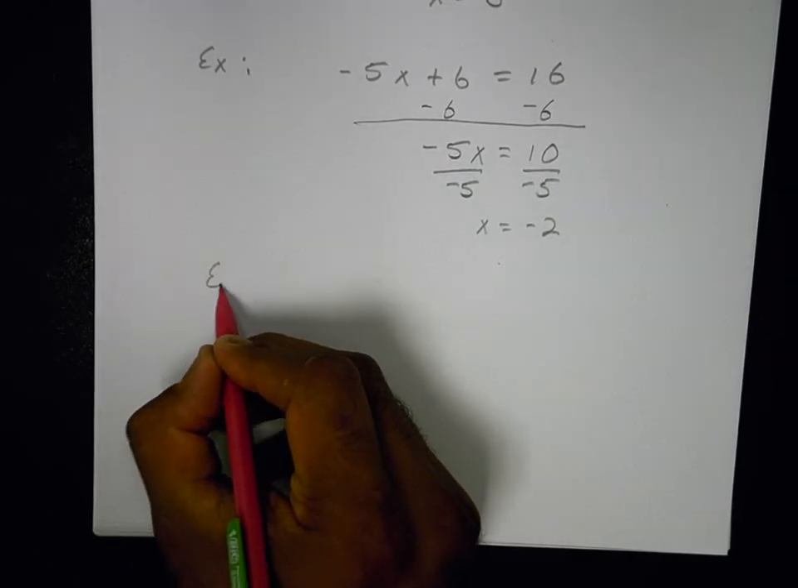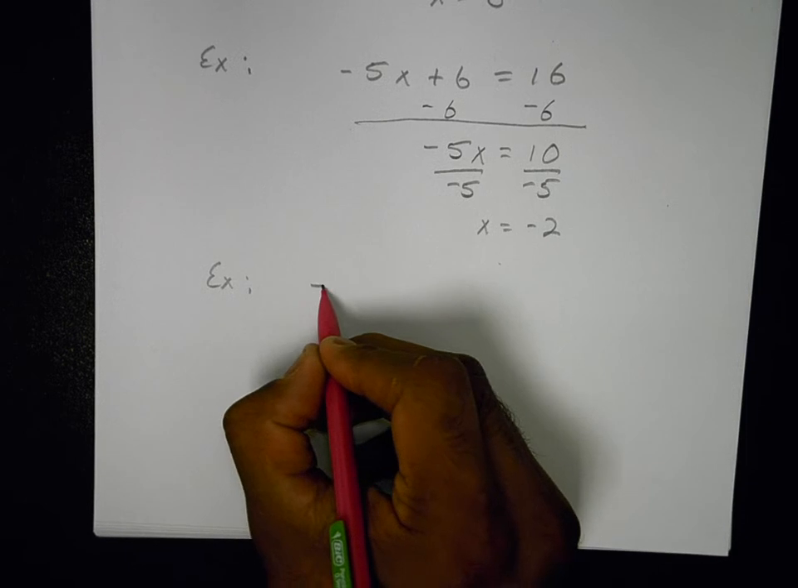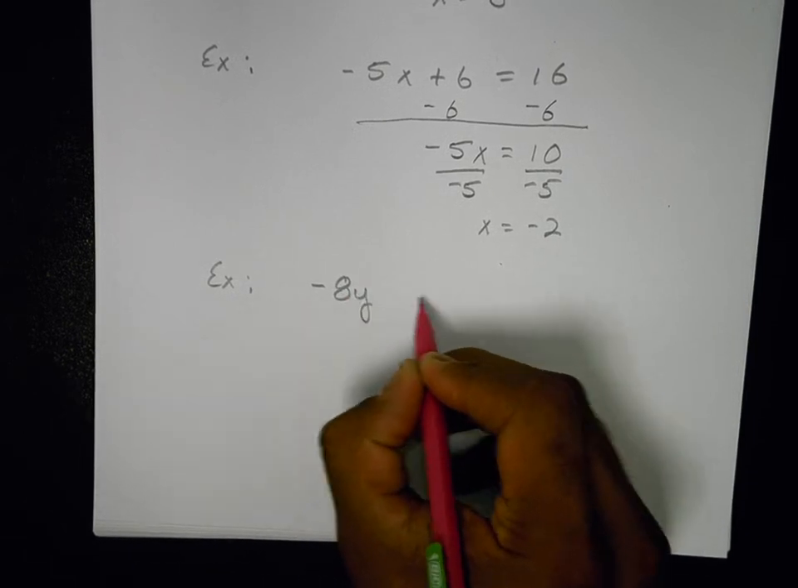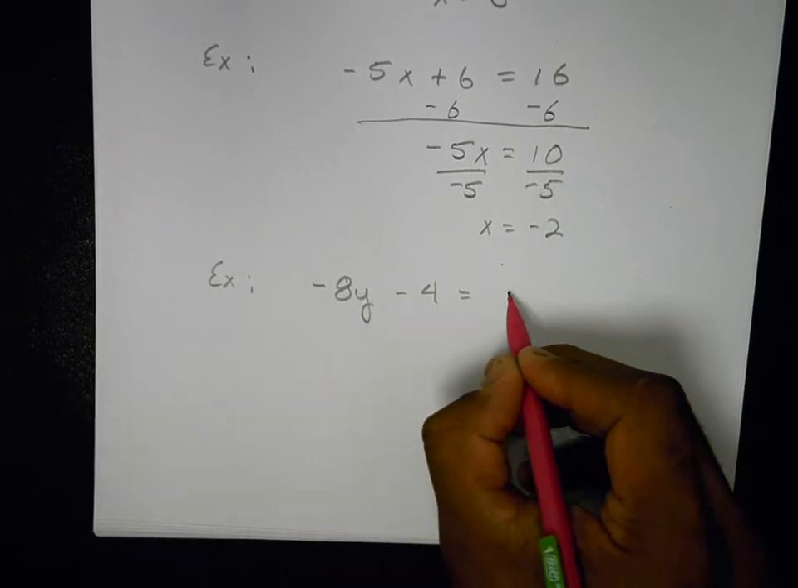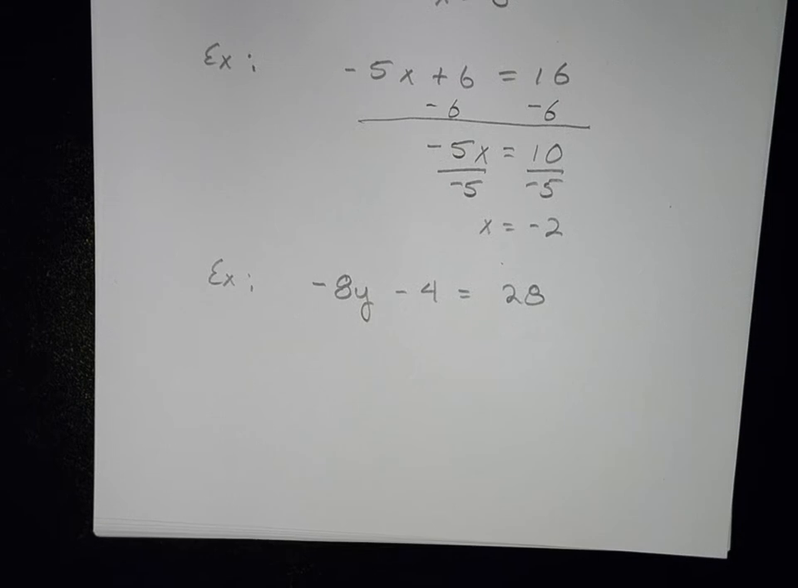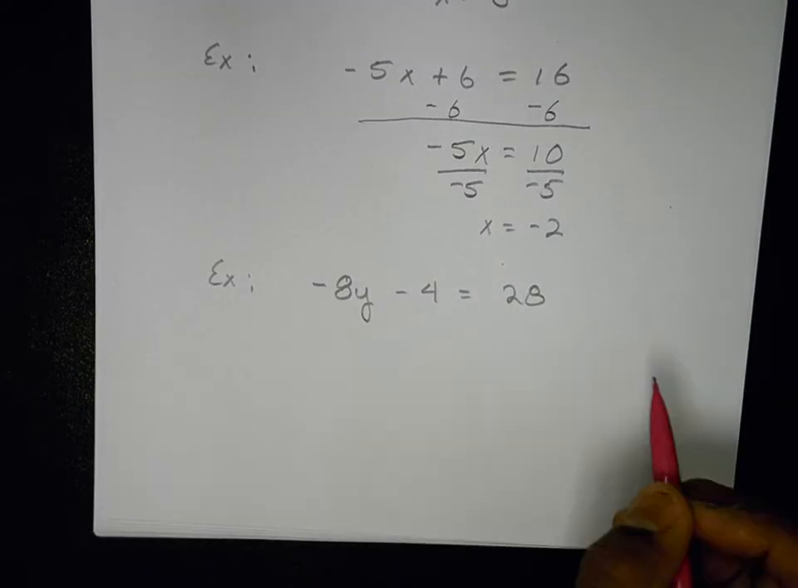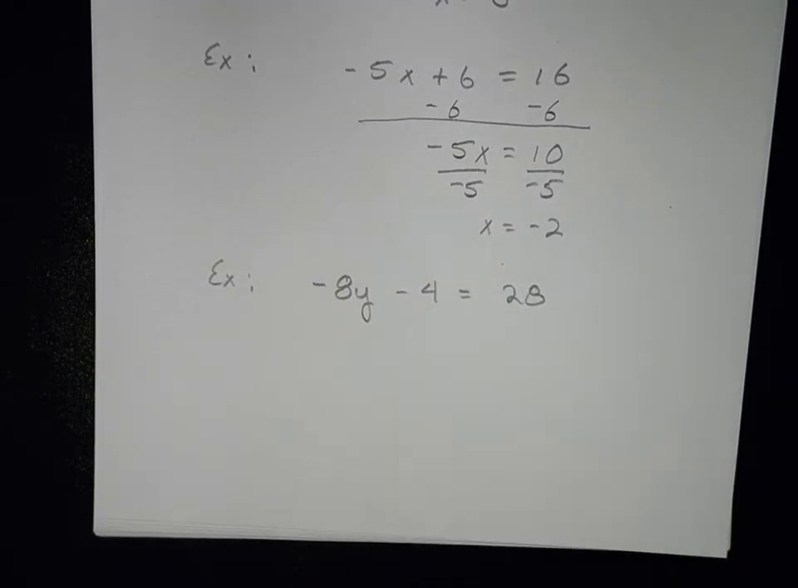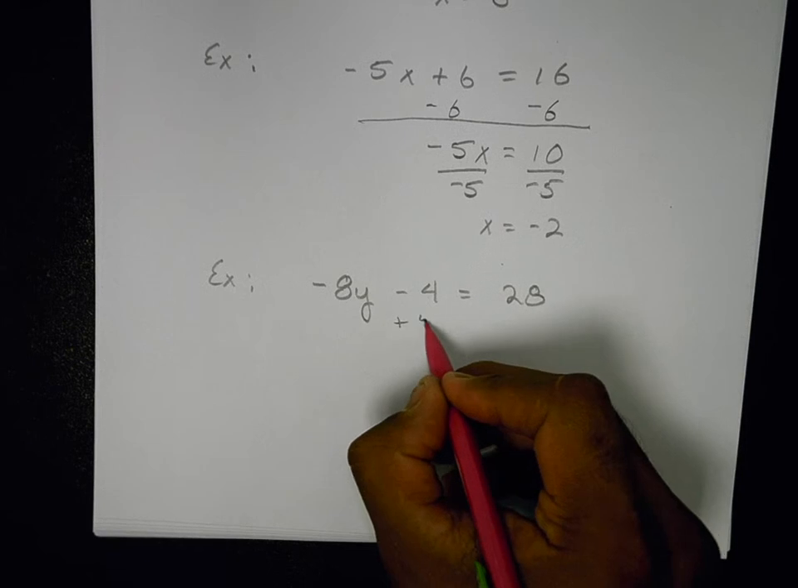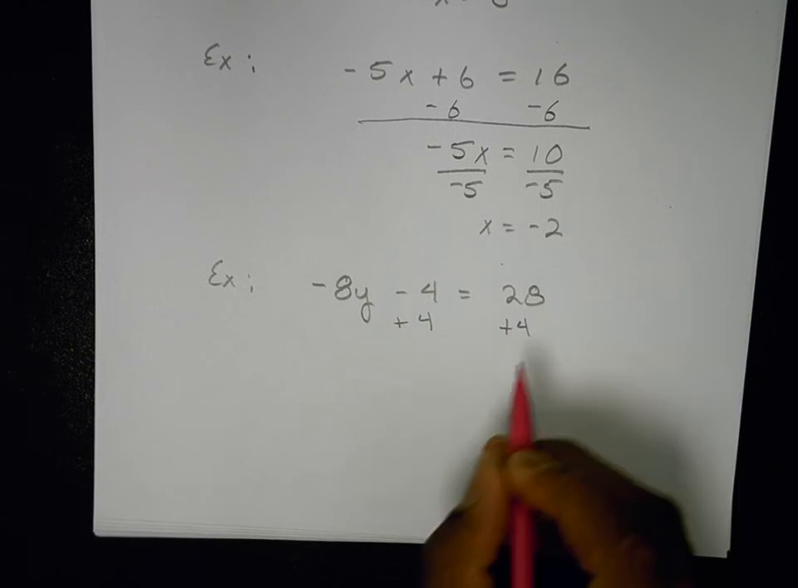Look at another one here. Negative 8y minus 4 equals 28. So a lot of times people think of it as you're getting rid of the 4 or the negative 4, and you are, but you're doing it by using an opposite, and they don't really go away as they add to 0.